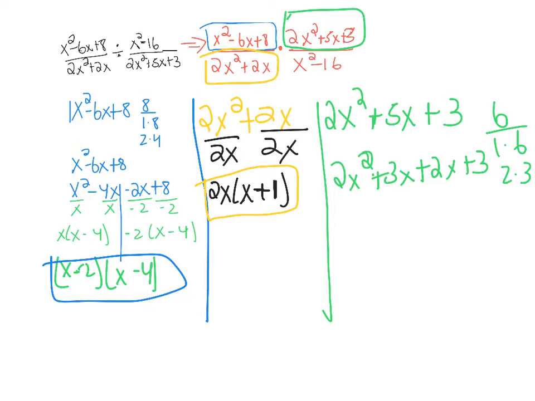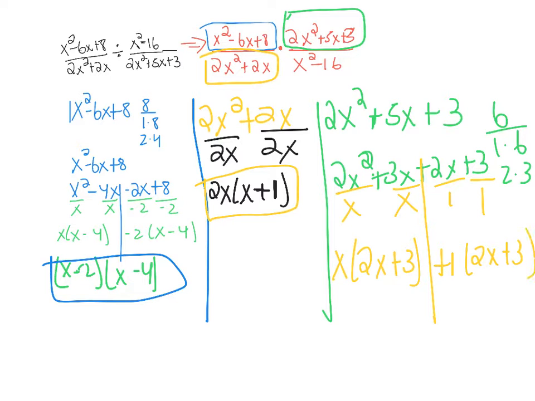Now I'm going to do the grouping method. These two have in common an x. Pull out that x. I have 2x plus 3. This has in common a 1, 2x plus 3. Rewrite it: x plus 1, 2x plus 3. And that's the answer for that top part.